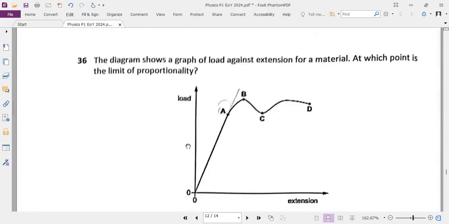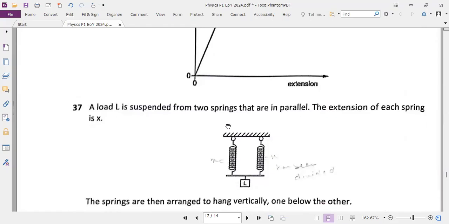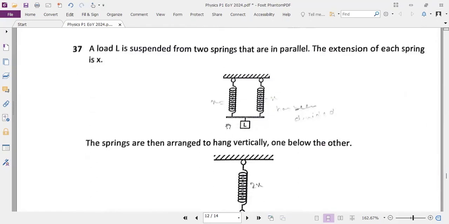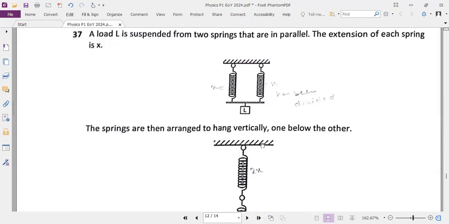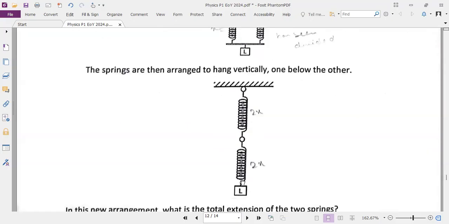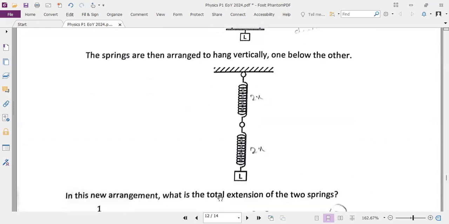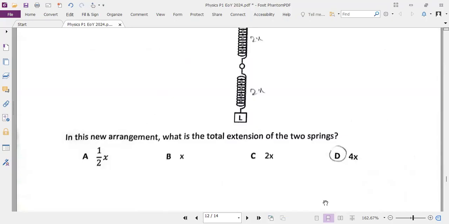And again, limit of proportionality, A, because it's on the line, which is straight. And this question we've done so many times. When you have a load L with two springs, and then you take one spring off, the load will exert double force on the spring. The spring's extension will be doubled, so it will become 2x. When you move another spring down here, its extension will also be 2x. The total extension of the two springs, which is what it is asking, will become 4x.